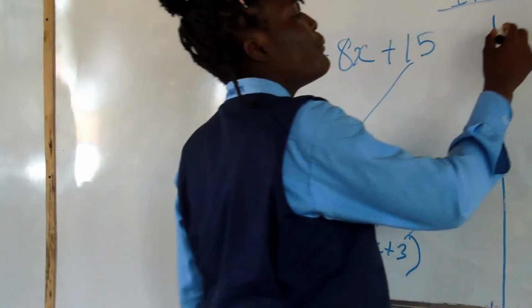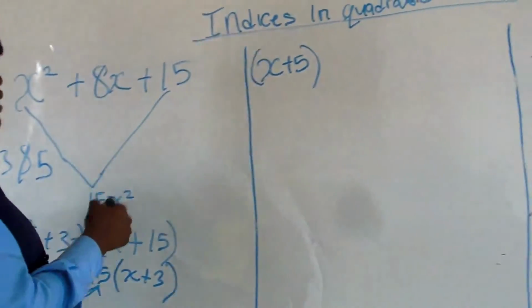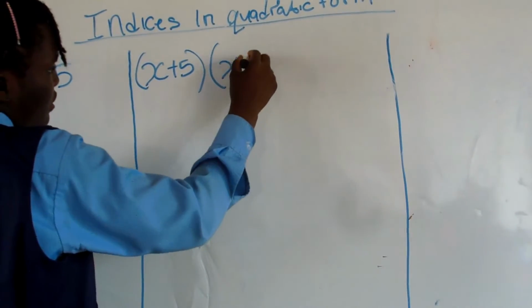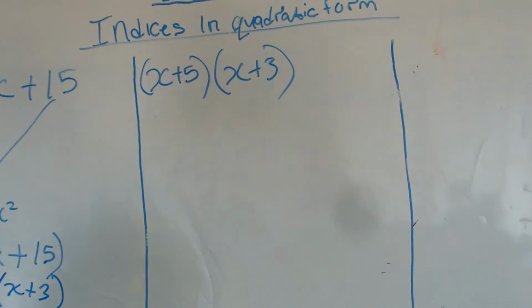We should now put them in brackets. Have x plus 5. Then you pick one of these because they are the same. X plus 3. So now let's go into the part of indices.